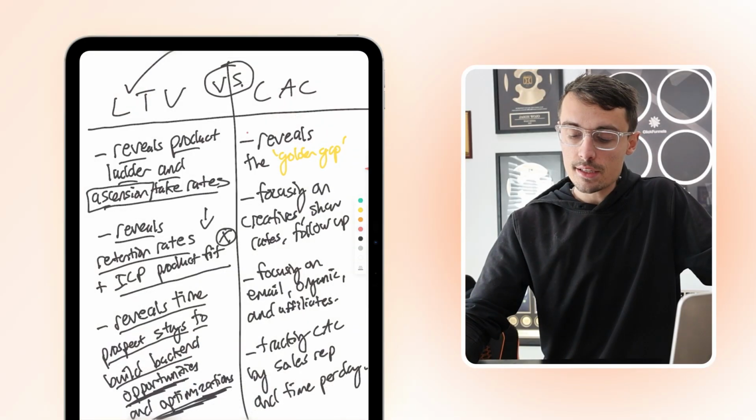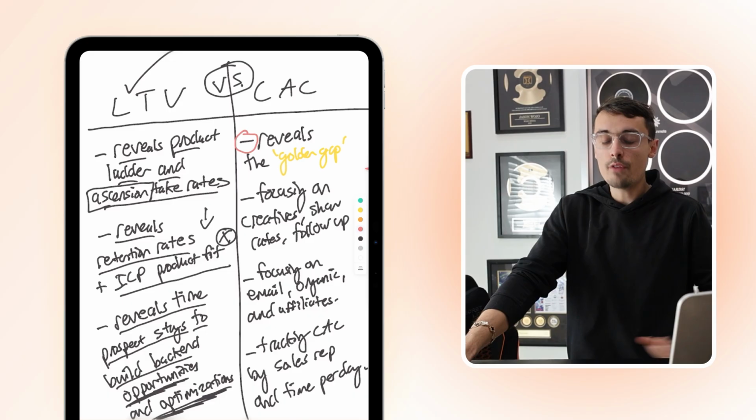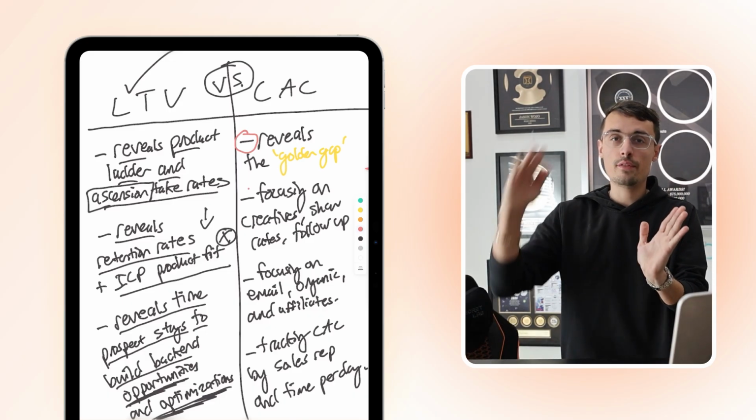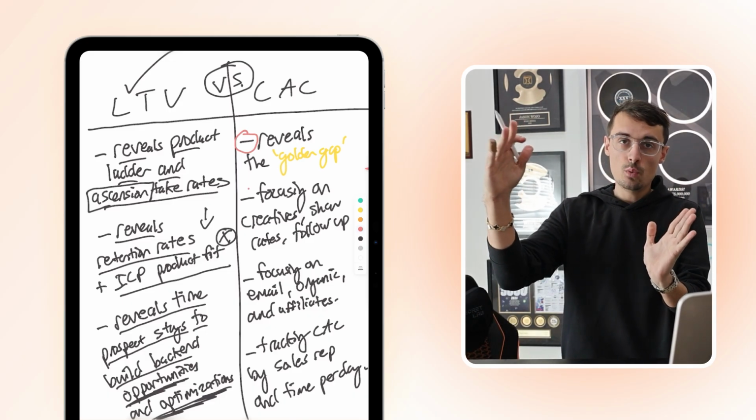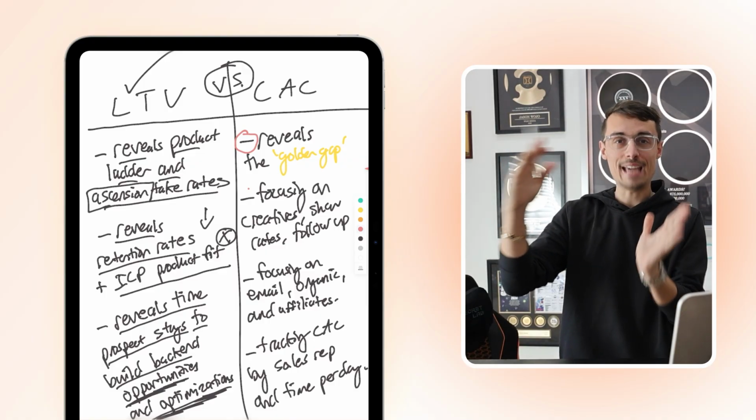Okay. CAC is going to reveal the golden gap. The golden gap is where when we have a cost to acquire a customer and we have a certain price that we're charging, we got to look at the gap between those. And I want to be at around a 4x gap.